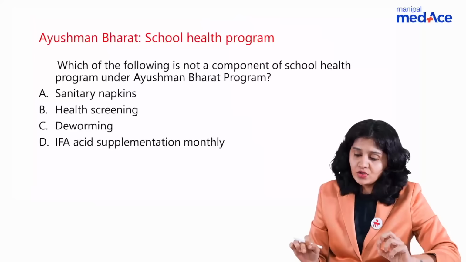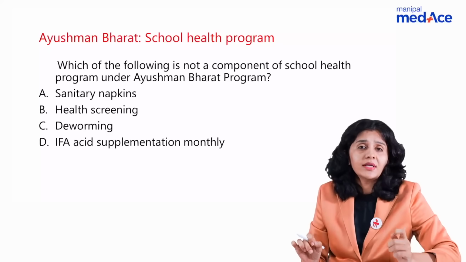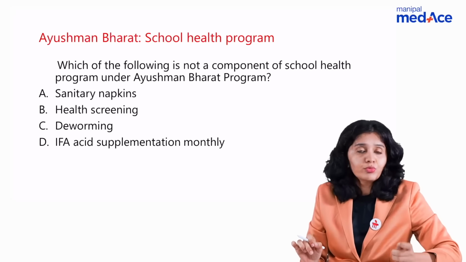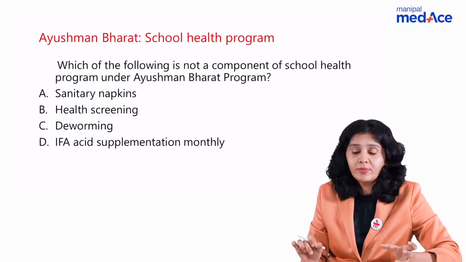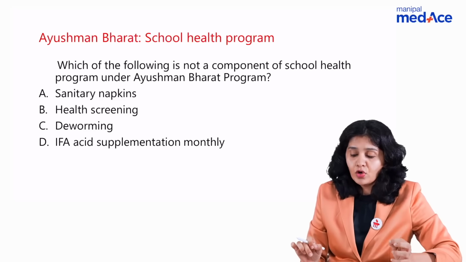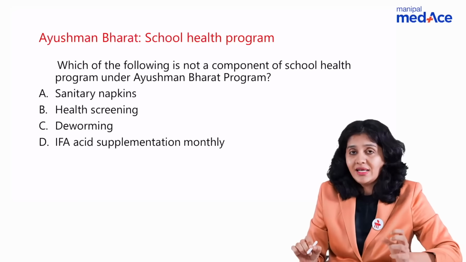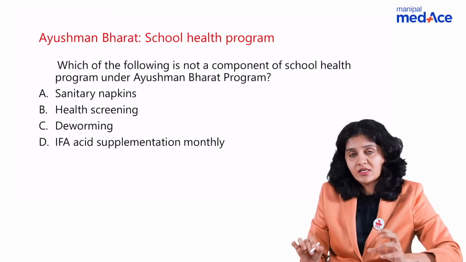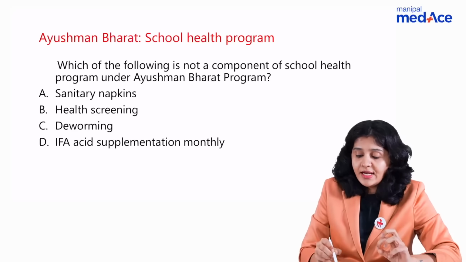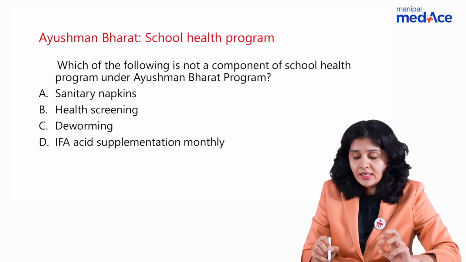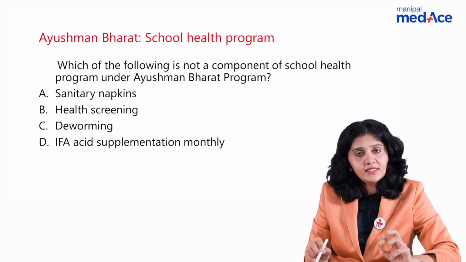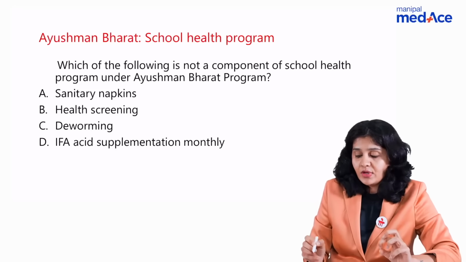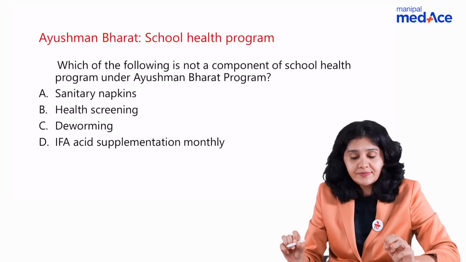Moving on to the next question. Again, this is from National Health Programs. Ayushman Bharat. Okay, this is a school health program. What they've asked: which of the following is not a component of the school health program under Ayushman Bharat? Okay, so this was very tricky, it looks very simple, but it is a tricky question. Sanitary napkins, health screening, deworming, IFA supplementation, iron and folic acid supplementation monthly. Okay, so what have you marked for this?